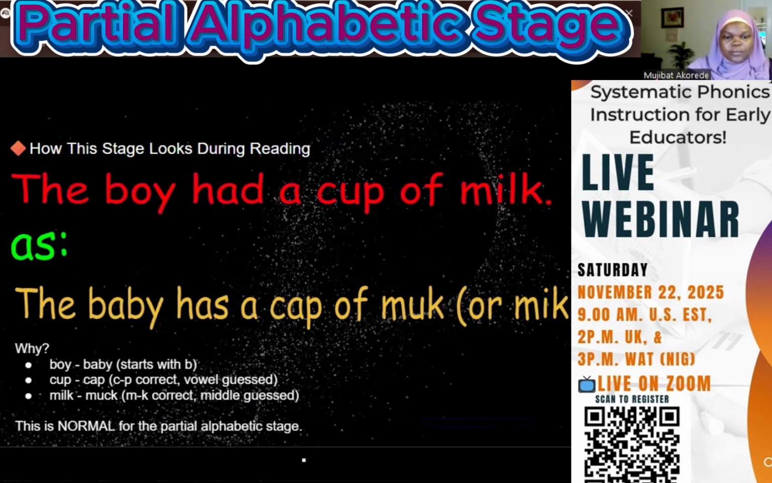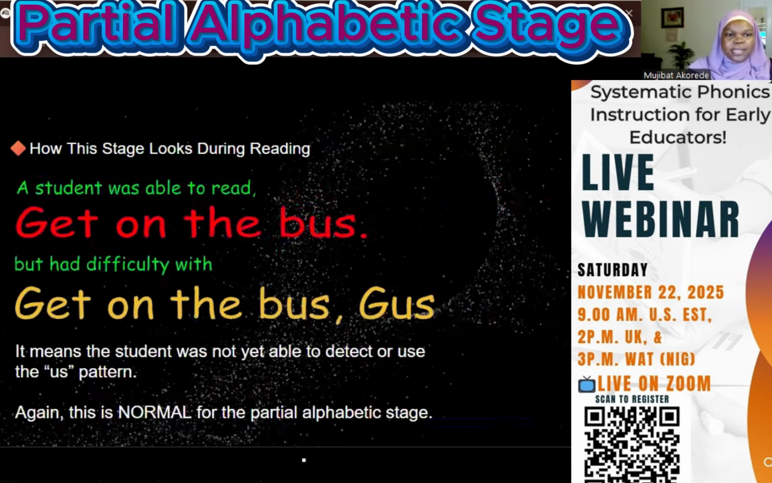So this is normal for the partial alphabetic stage. And here is another example. A student was able to read get on the bus, but had difficulty with get on the bus, Gus. It means that the student was not yet able to detect or use the us pattern. Again, this is normal and they need more decoding exercises to be able to move to the full alphabetic stage.